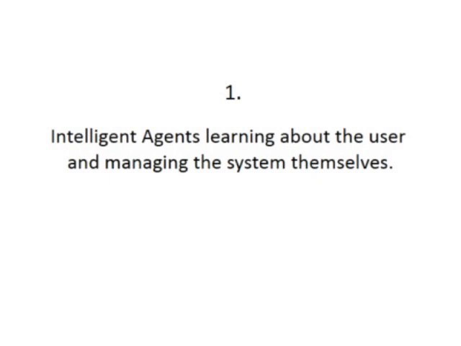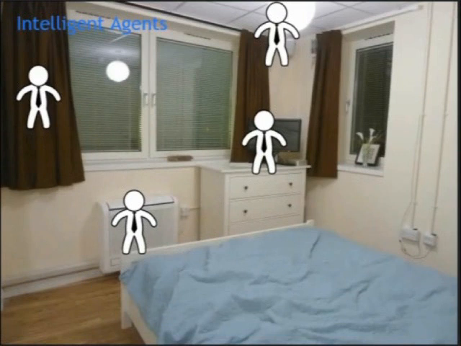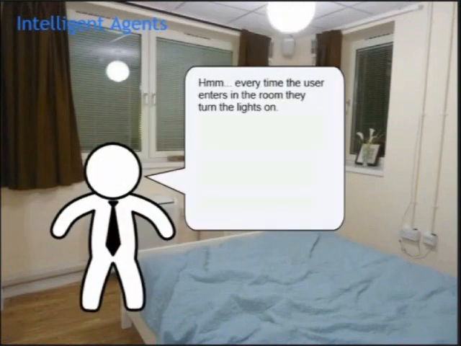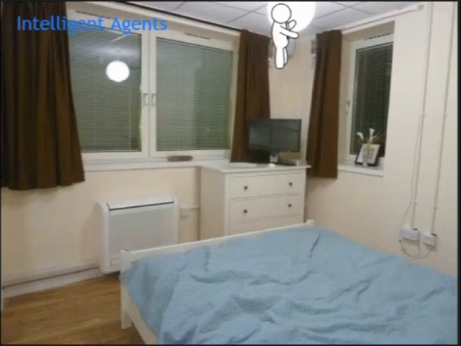The first style of management is to allow intelligent agents to learn about the user and manage the system themselves. In this style of management, intelligent agents are first placed around the home. They then begin to monitor the environment and try to learn the user's behaviors. Here, the lighting agent has recognized a behavior. It recognizes that every time the user enters the room, they turn the lights on, and so decides to program a behavior rule for it. And we can see it's the same rule as before. If light level is low and the room is occupied, then turn the lights on. With this behavior rule, the intelligent agent then knows what actions to perform with the lights.